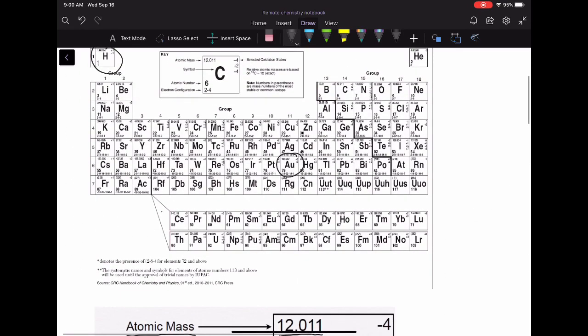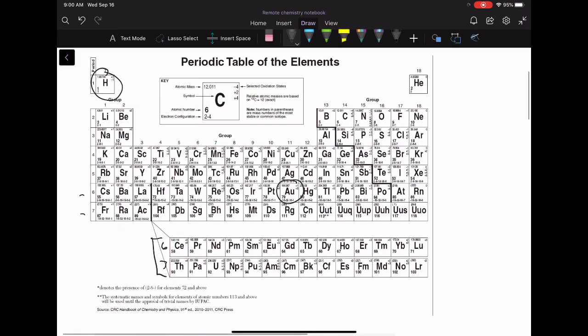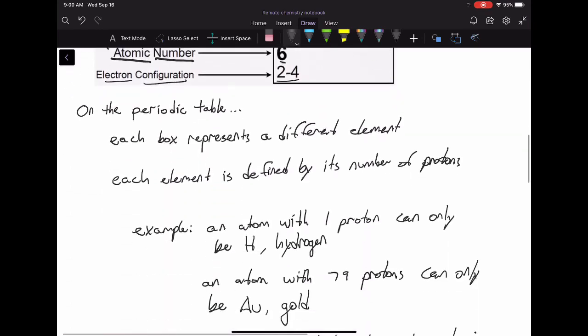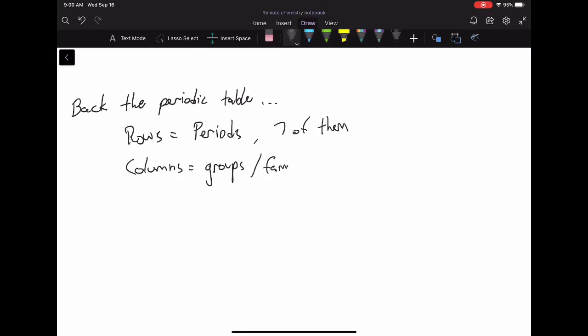You're going to see these 2 rows down here. Those are actually part of rows 6 and 7, so they're just included in those rows. They just don't fit, so we write them down at the bottom, but there are 7 rows. And then you're going to see that there are 18 columns going across from left to right. So columns, and these are actually called groups or families. There's 18 of them.